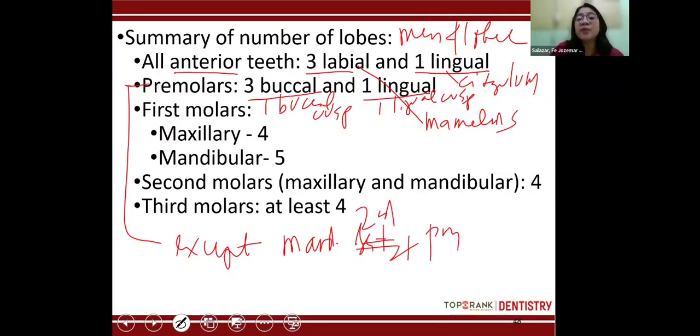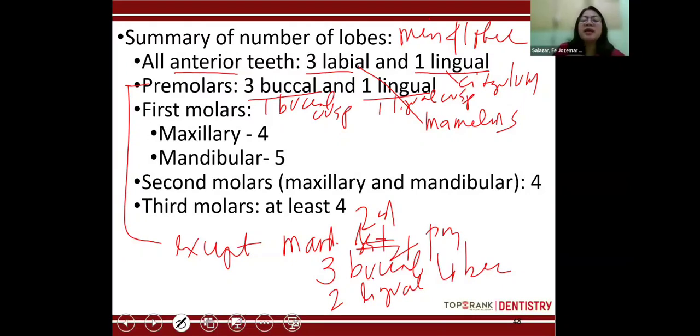The mandibular second premolar, or most of your mandibular second premolars, has 3 cusps. So it will develop from 3 buccal and 2 lingual lobes, if it is a 3 cusp mandibular second premolar. Now maxillary first molar 4, but if the cusp of Carabelli is present, then it will develop from 5 lobes. Okay, mandibular 5, second molars in both arches 4, and third molars again at least 4.